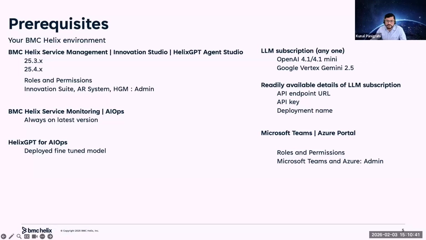Next is the LLM subscription requirement. OpsSwarmer supports either OpenAI 4.1 or 4.1 mini, or Google Vertex Gemini 2.5. You will need to have the LLM connection details available, including the API endpoint URL, API key, and deployment name.